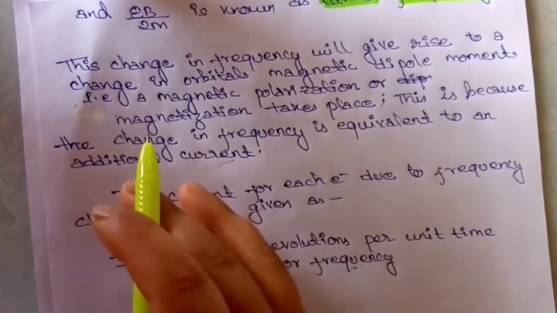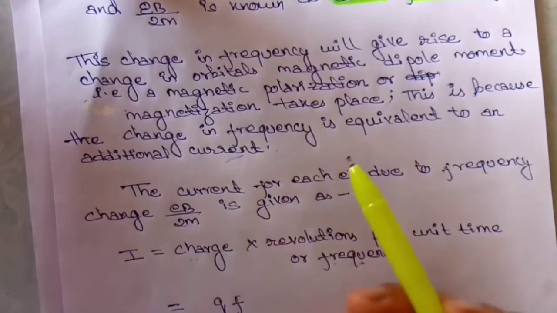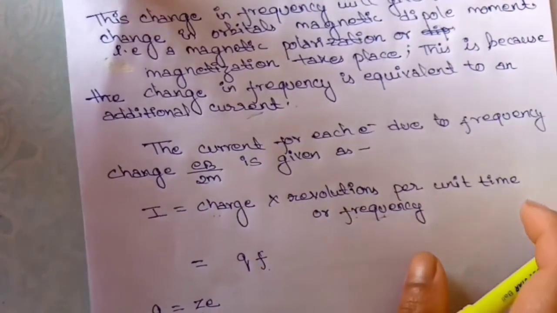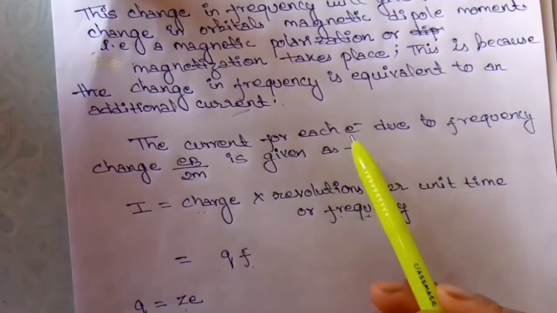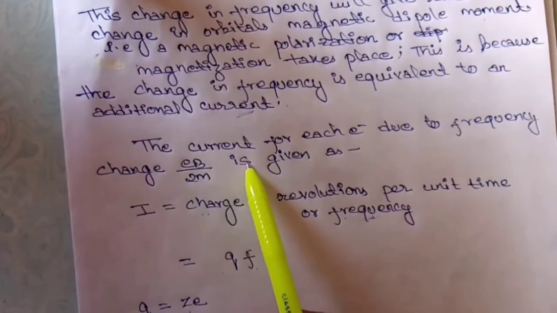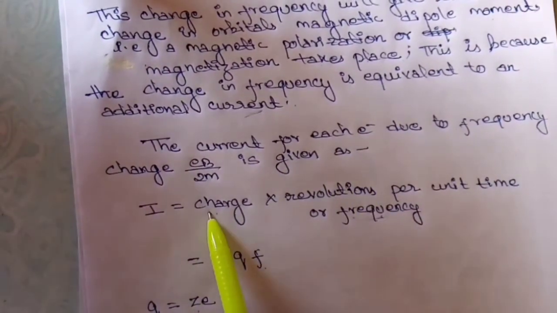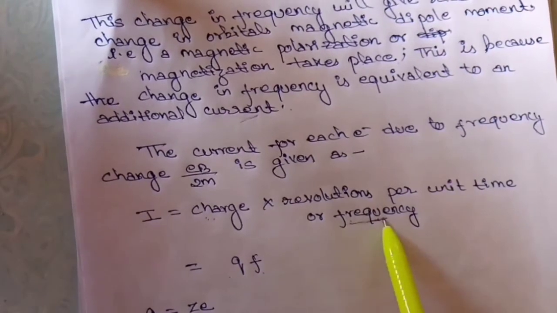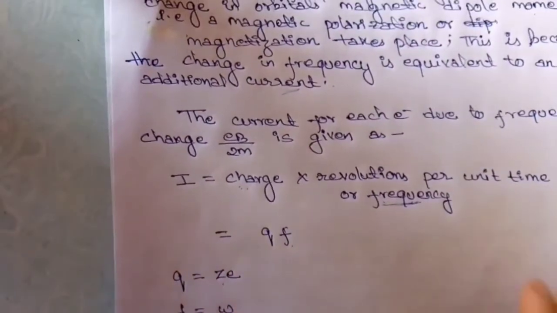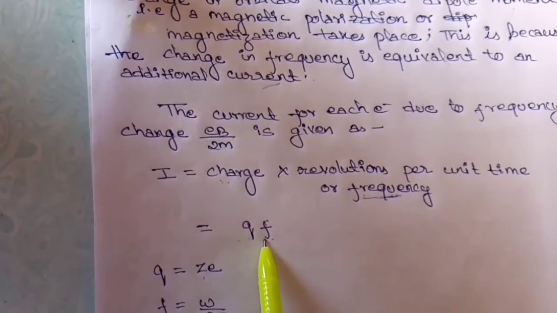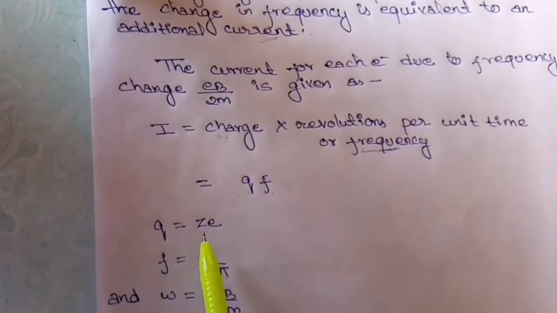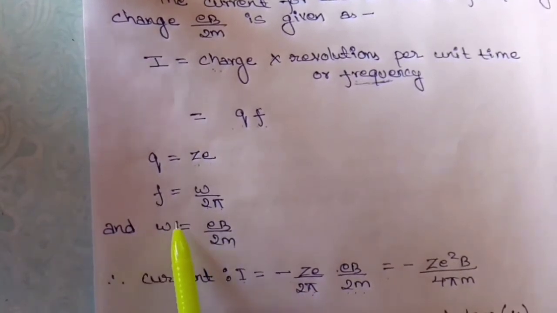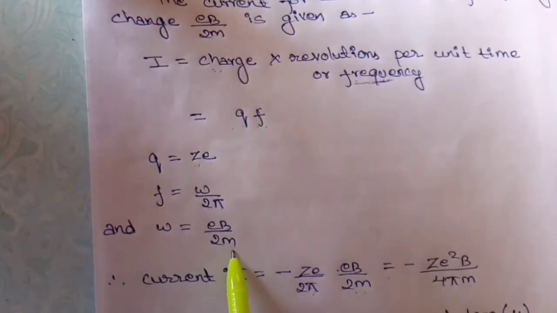So as Lenz's law says, the additional current is induced, so that frequency change is equivalent to the additional current. So now we will calculate how much is this additional current. So the current for each electron due to the change, eB by 2m, which is the Larmor frequency, is given by charge into revolution per unit time, which is nothing but frequency. So I becomes Q into f. Q equals Ze, which is charge. f equals omega divided by 2 pi, frequency, and the Larmor frequency omega equals eB divided by 2m.